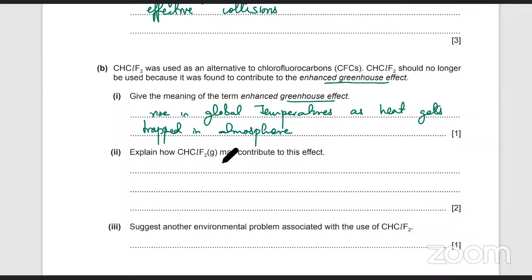So that's what the greenhouse effect is. So how would CF2Cl2 contribute to this? What would it do? Why would it cause more global warming? What is that thing that prevents or reflects light in the upper atmosphere? Ozone.